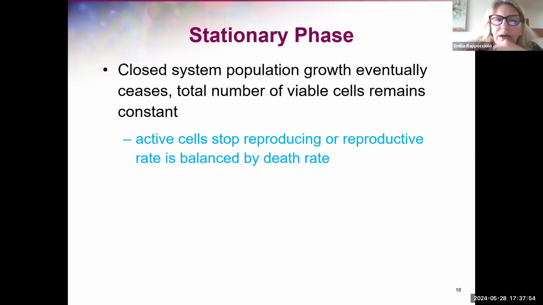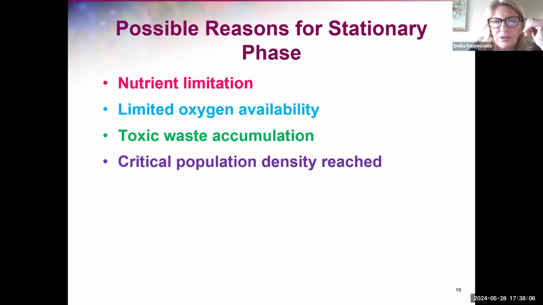And so active cells stop reproducing, or the reproductive rate is balanced by the death rate. So I make 10 new cells and 10 have died. The total number hasn't changed.